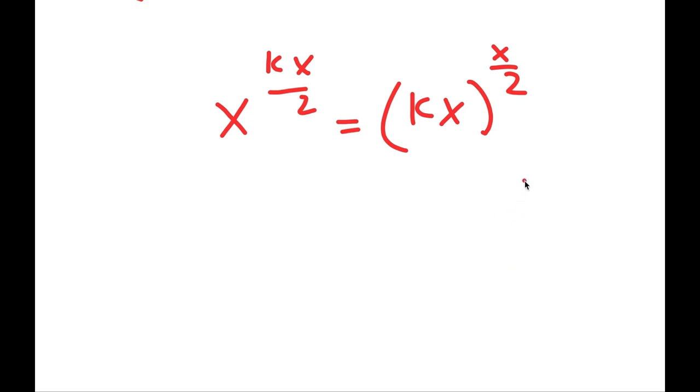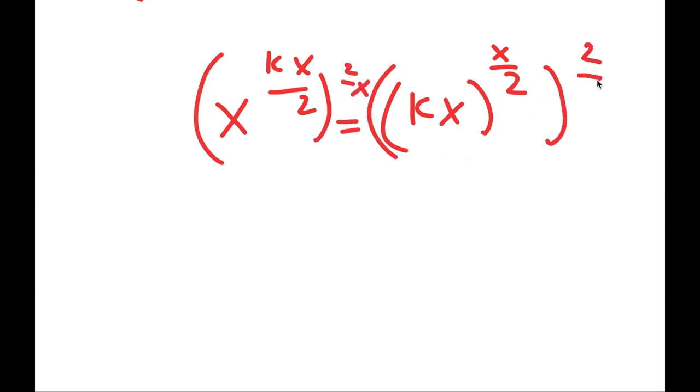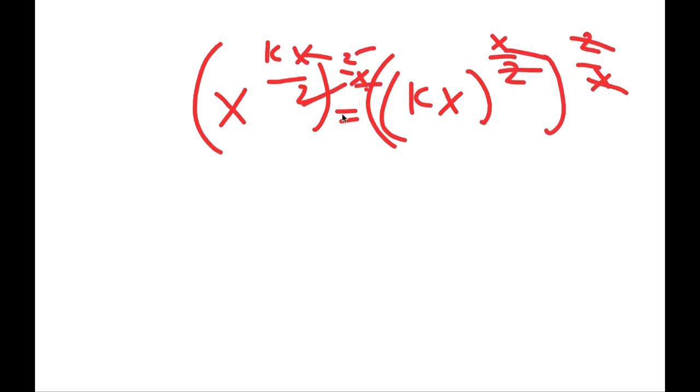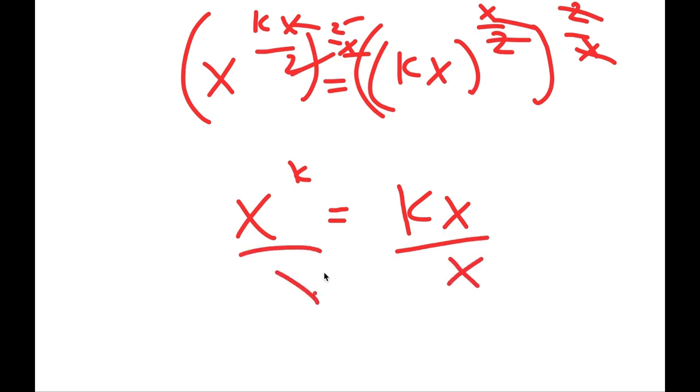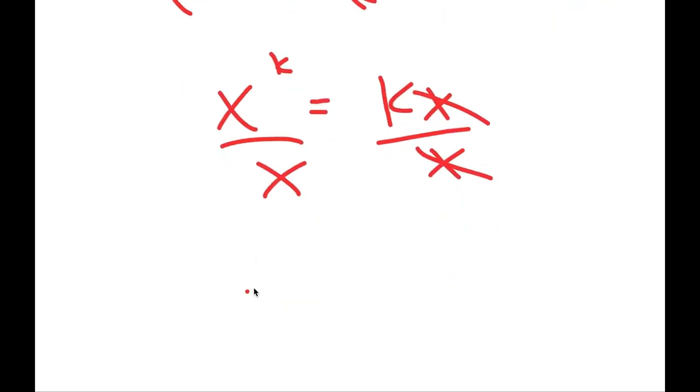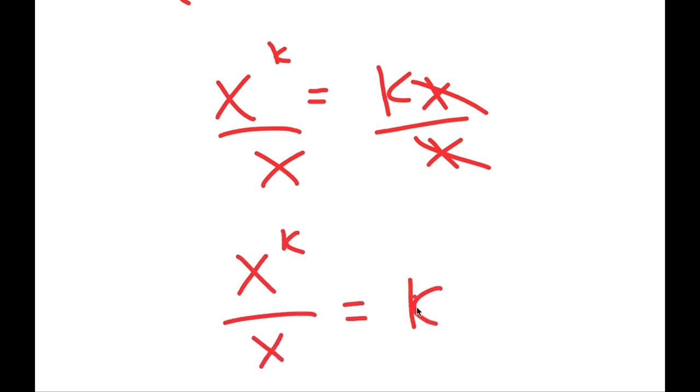Now, I'm going to take the power of 2 over x on both sides. So these two cancel out, and these two cancel out, and I'm left with x to the power of k is equal to k times x. Now I'm going to divide both sides by x. So these two cancel out, and I get x to the power of k over x is equal to k.